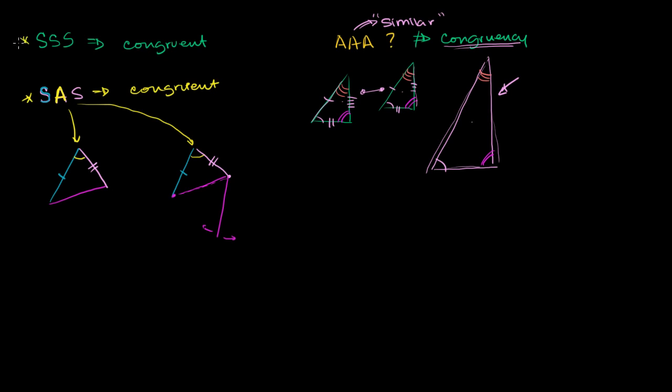We had the SSS postulate. Now we have the SAS postulate. Two sides are equal and the angle in between them, for two triangles, corresponding sides and angles. Then we can say that these are definitely congruent triangles.